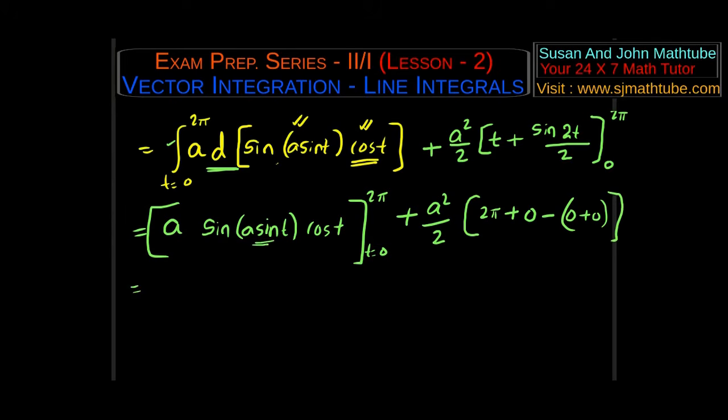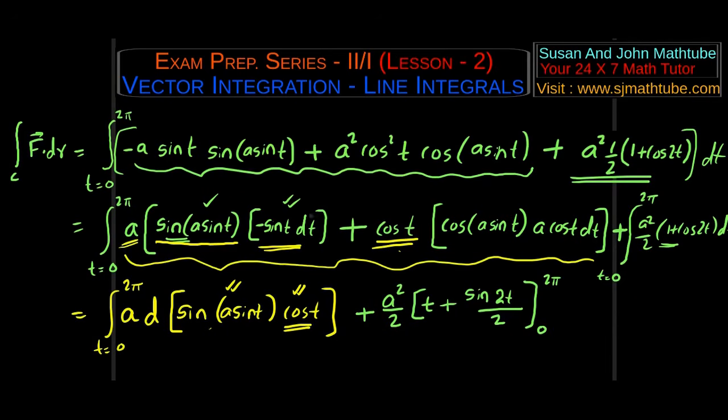Okay, that's going to be 0, sine 0 is 0, 0 into something is 0, plug in. So the first one is also 0, so we end up with a square by 2 into 2 pi, and that is equal to pi a square. That was a little bit complicated, so make sure you understand these two steps. Okay, let's move on to the next question.